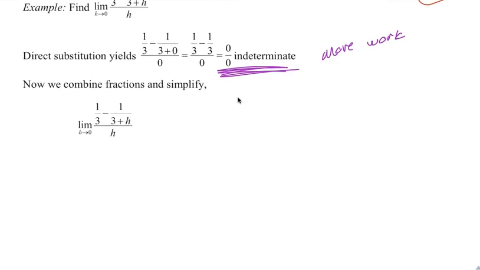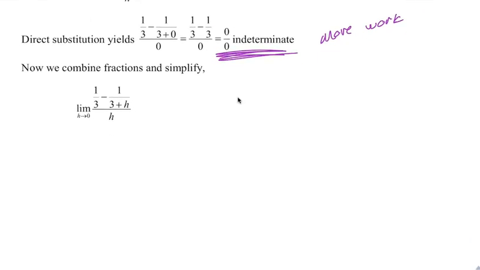In this one, the hint is we're going to combine fractions and simplify. It's kind of like the last one, where the only thing I can really do is add fractions up here in the numerator. So we're going to find a common denominator. We multiply the left side by what's missing from its denominator, which is 3 plus h over 3 plus h. We multiply the other side by what's missing from its denominator, which is 3 over 3.